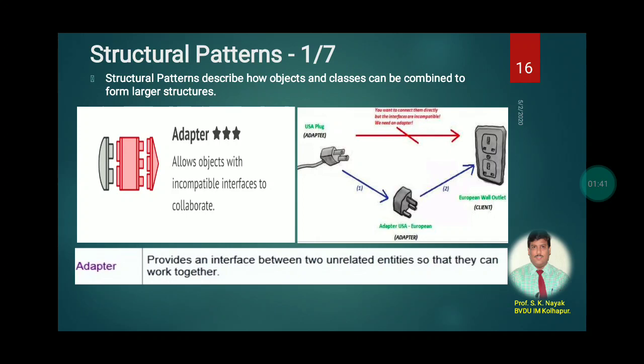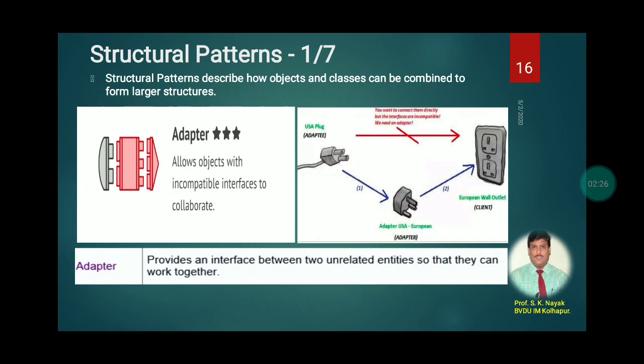For example, on the right-hand side you can see the adapter. We have a 3-pin plug, and we have a 230 or 250 volt 3-pin socket. In this figure the adapter can be attached to the 3-pin plug, and then attached to the 230 volt socket. The 230 volt socket is a different kind of interface, and a mobile charger is a different kind of structure.